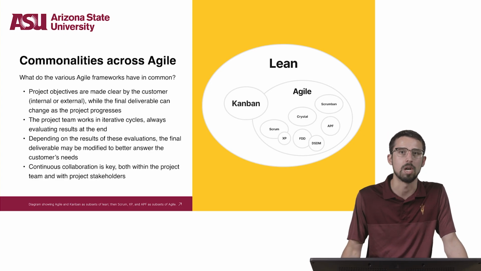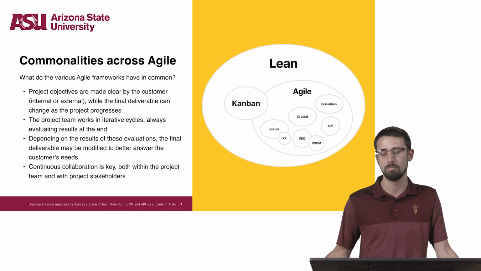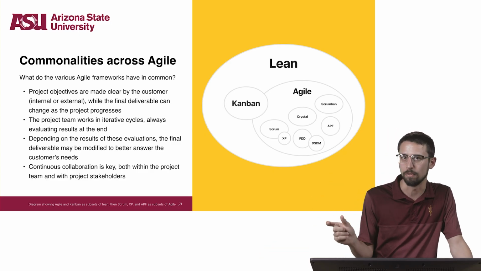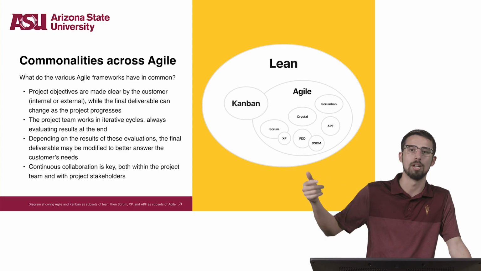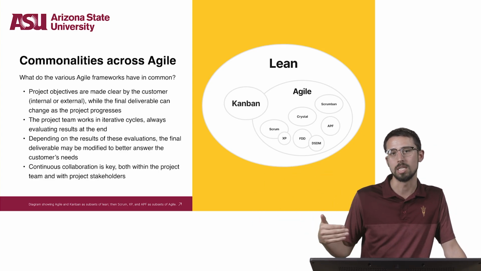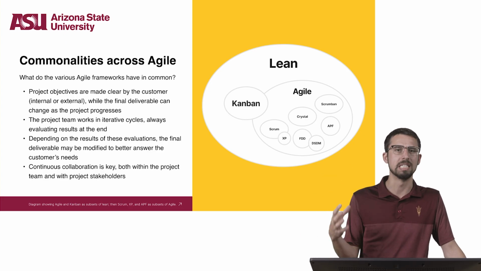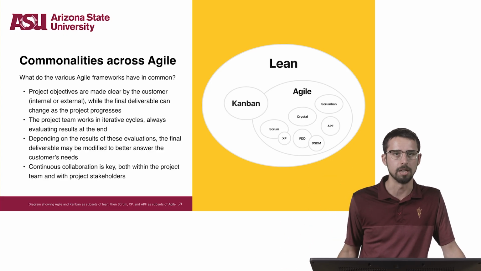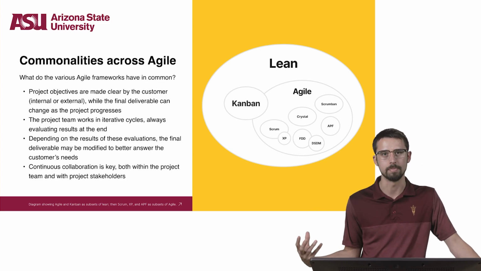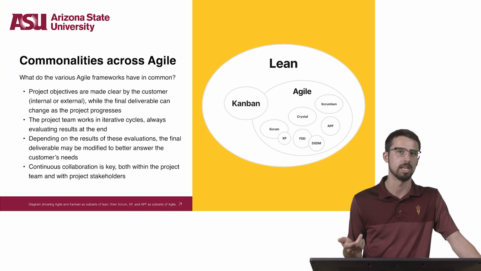Project objectives are made clear by the customer, whether it's internal or external, while the final deliverable can change as the project progresses. And then the project team works in very iterative cycles, always evaluating the results at the end of each cycle. And depending on the results of those evaluations, the final deliverables may be modified to better answer the customer's needs.